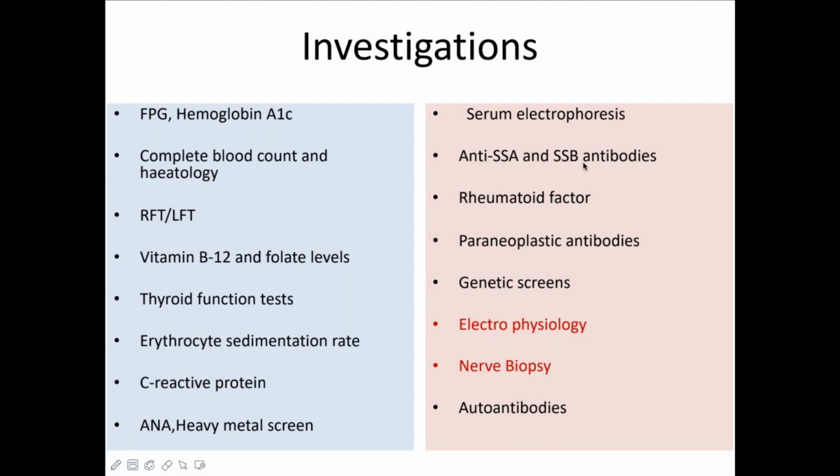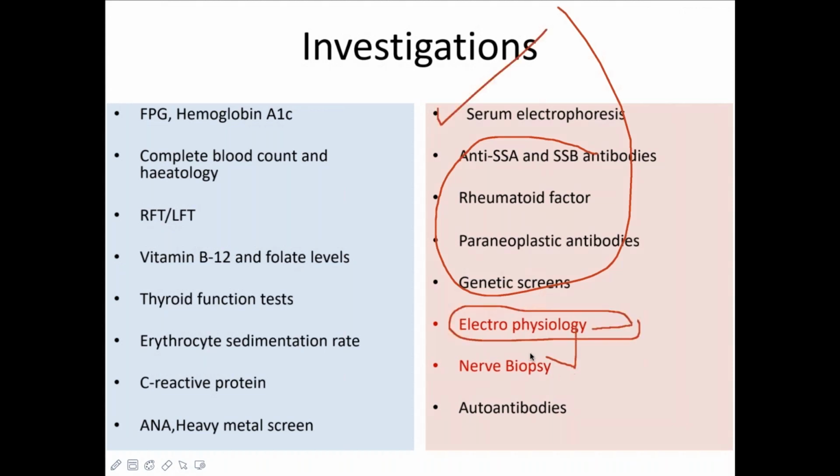So anti-SSA antibodies, rheumatoid factor, paraneoplastic markers, these are what you call, from here onwards, level 2. Level 1, I'll include serum electrophoresis also in level 1. And then once all this is done, you need to begin with nerve conduction, electrophysiology or EMG, whichever is required. Here if the diagnosis is not made, go on to nerve biopsy. I'll be discussing that also. And auto antibody panel. So these are the three definitive things.